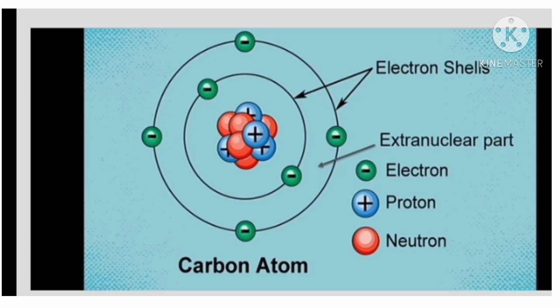Then the carbon atom. This diagram includes all these things. We will begin from the nucleus. The nucleus contains neutrons and protons. The red circles are neutrons, and the blue circles with plus sign are protons because they have a positive charge. Now we can see two shells. In them we can see green circles with negative charge. Those are electrons because they are negatively charged particles. Also see the empty space, this is nothing but the extranuclear part.